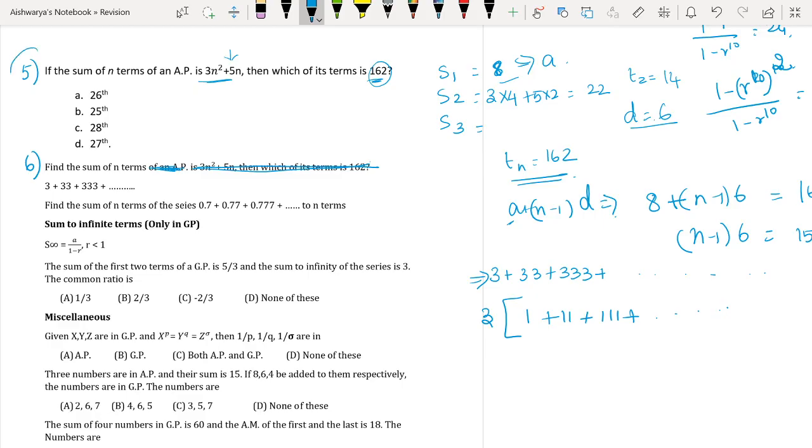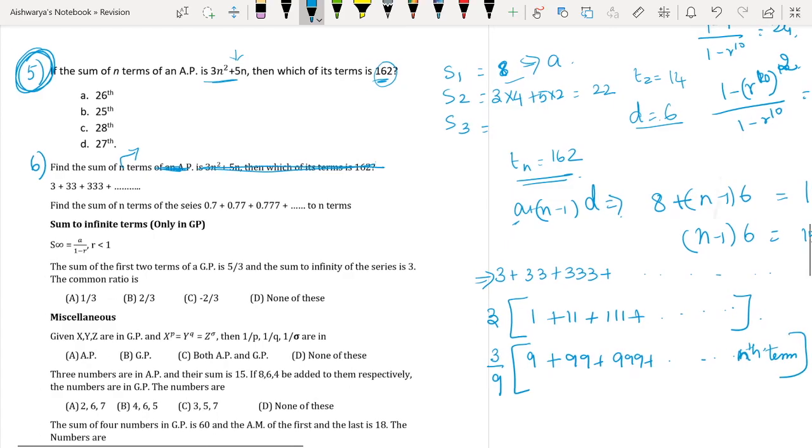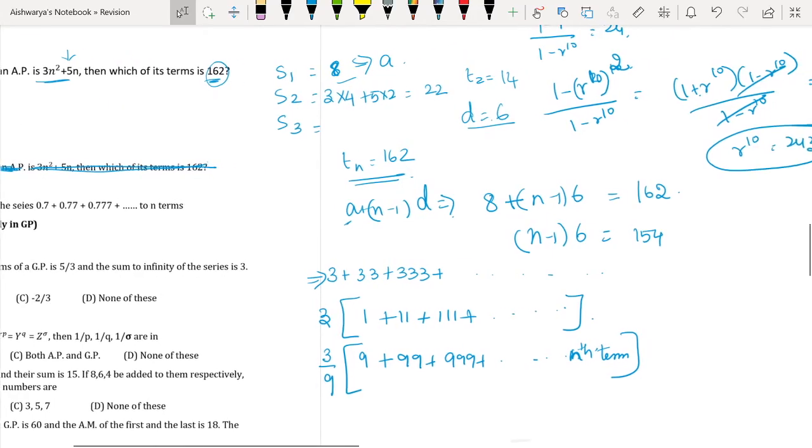Okay, I'll mark this fifth question and keep it, so that we'll correct it. Then we'll multiply and divide by 9. Very typical. The same steps will follow if any other number is also given. Multiply and divide by 9. So you will get 3 by 9 and inside will be 9, 99, then 999 and so on up to the nth term, because it's saying clearly n terms. We will not write the nth term as of now, we will write it after some time.